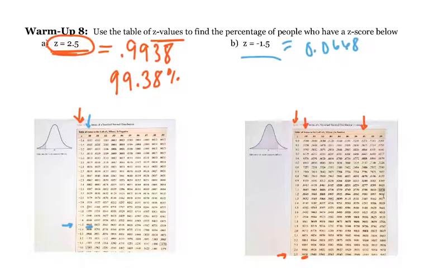0.0668. So then we multiply that by 100 to get our percentage, and so that's 6.68%. So that means that 6.68% of the data, if this is 0 and this is negative 1.5 as my z-score, lie under that curve in that area. Keep erasing.